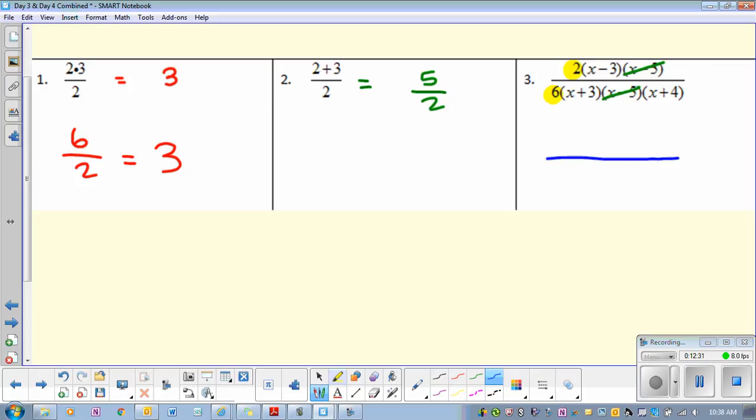What's 2 over 6? 1/3, right? And then on the top, I still have an x minus 3. And on the bottom, I have an x plus 3 and an x plus 4. So there we go. That is my final simplified form, right? Questions?